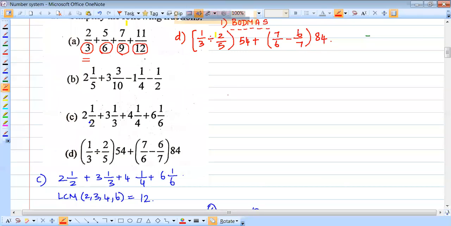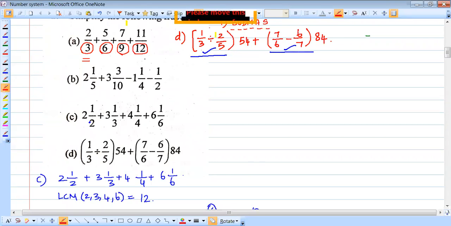First we have to remove the bracket and then we have to do the calculation. First, before we remove the bracket, we have to complete the operation inside the bracket. So for example, for this one, it is a bracket and here also a bracket is there. First we should simplify this part and we should simplify this part. Then we should multiply with this number 54 and then with this number 84. So let's see how we can do it.